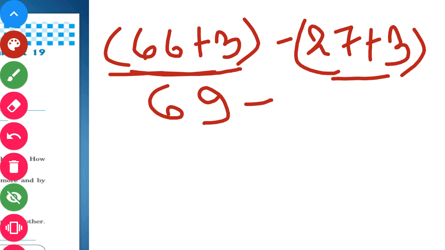Now 69 minus 27 plus 3. How much we will get? Count after 27. 28, 29, 30. 27 plus 3 will give us 30. Add 3 in 27. Take out 3 fingers and count after 27. 28, 29, 30. Okay.